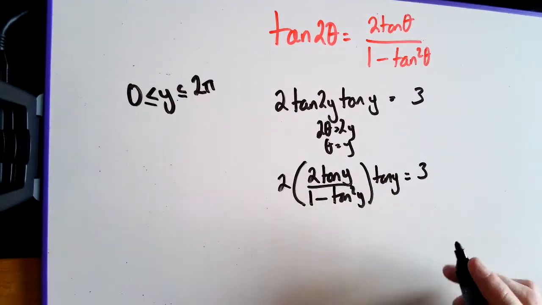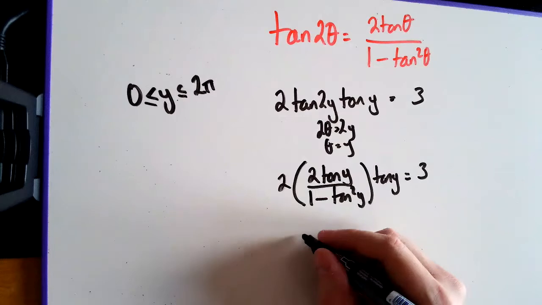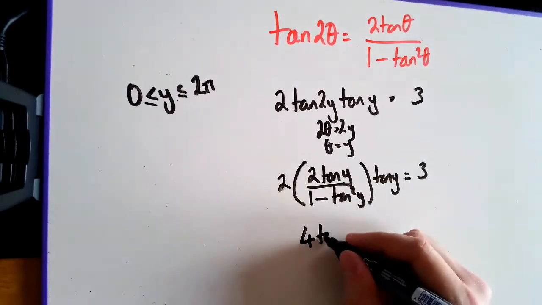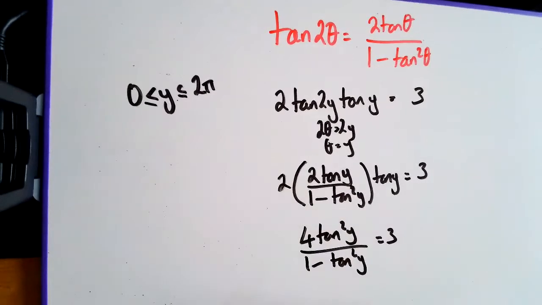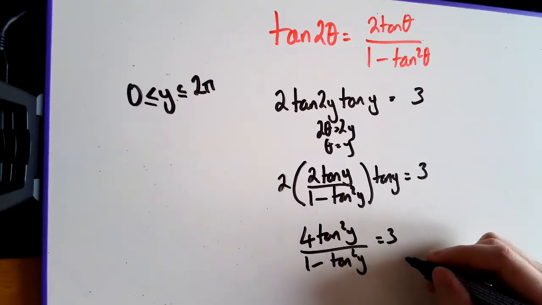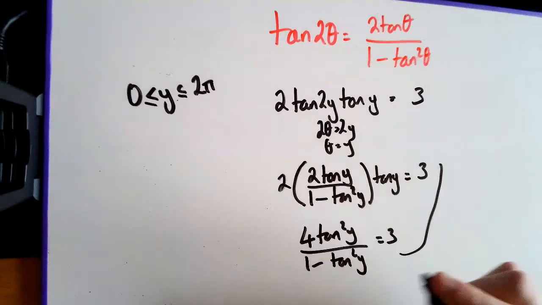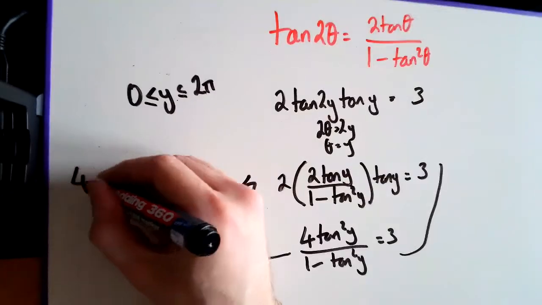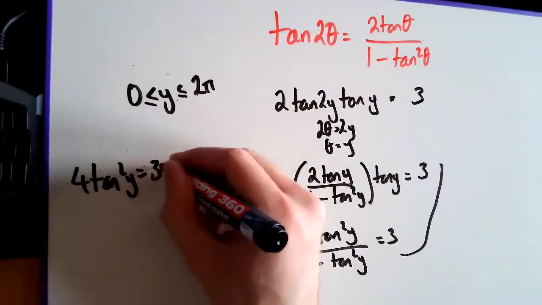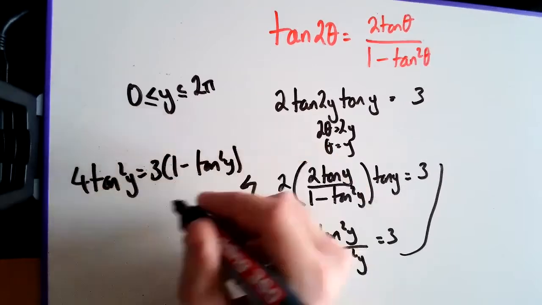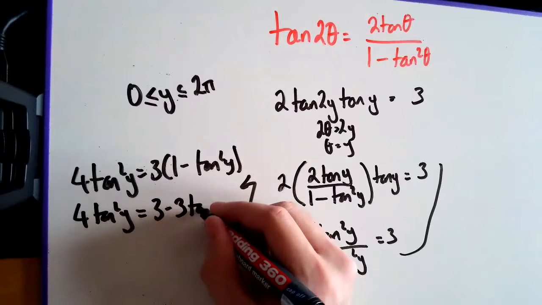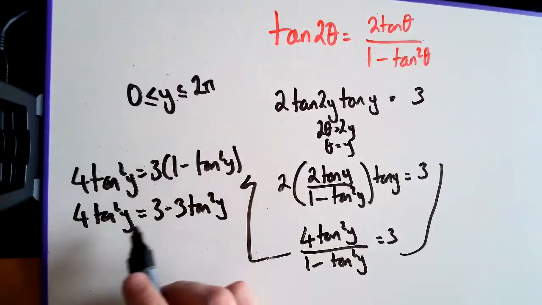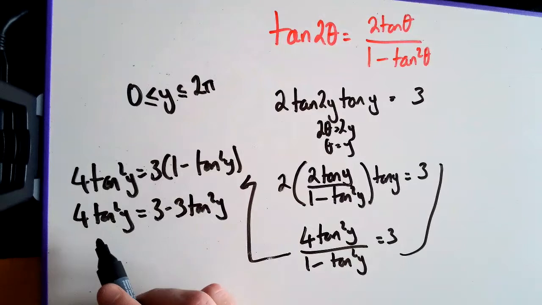Well, I can just expand that out a little bit. 2 times 2 is 4. Tan y times tan y is tan squared y, over 1 minus tan squared y equals 3. Multiply both sides by the bottom, by 1 minus tan squared y. 4 tan squared y equals 3 lots of 1 minus tan squared y. Expand, so 4 tan squared y equals 3 minus 3 tan squared y.